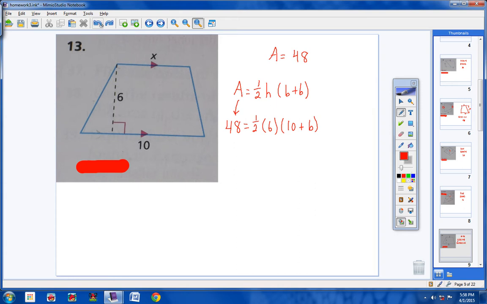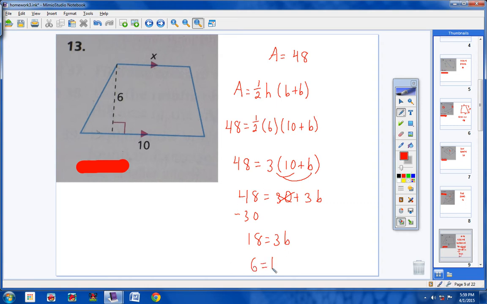So here's my suggestion. First of all, I would simplify real quick, and I would write 1 half times 6 is 3. So now you have 3 times 10 plus B. That's pretty simple. Now take your 3 and multiply it through. 3 times 10 is 30, plus B would be 3B. Bring the 30 over, make it a negative 30. So you're left with 18 equals 3B. Now divide both sides by 3, and 6 equals B.